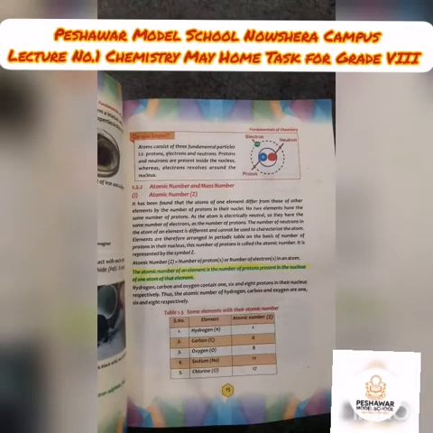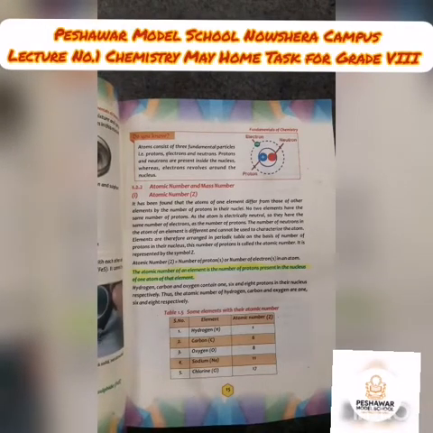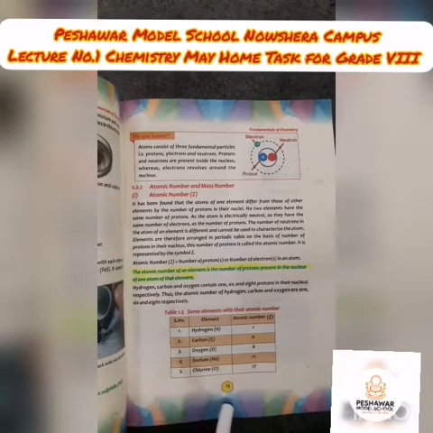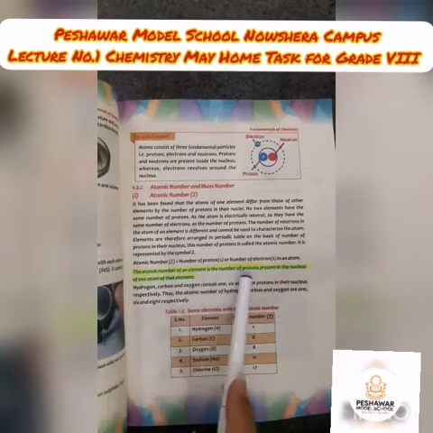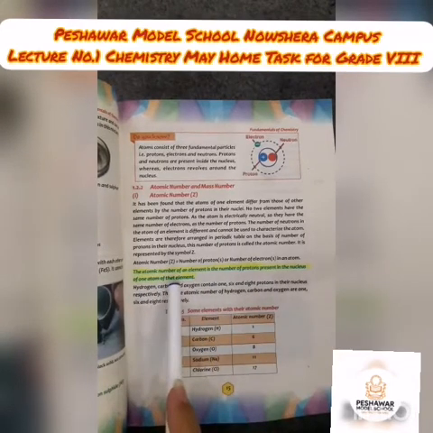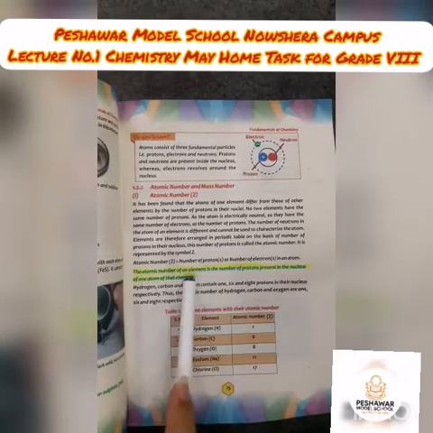Of chemistry for grade 8, which is question number 1. Define atomic number and mass number with two examples. Look at the definition of atomic number on page number 15. The atomic number of an element is the number of protons present in the nucleus of one atom of that element. What is meant by atomic number?